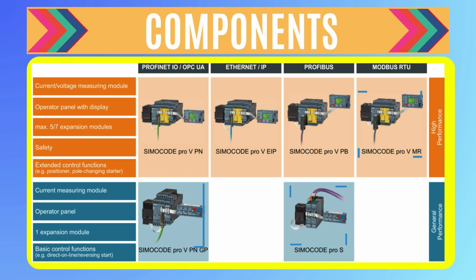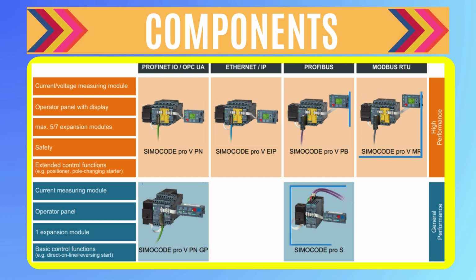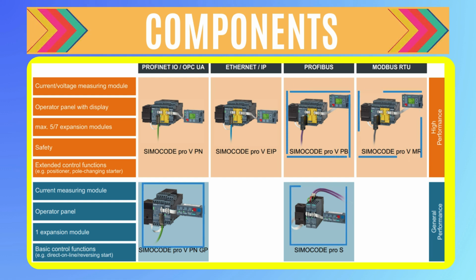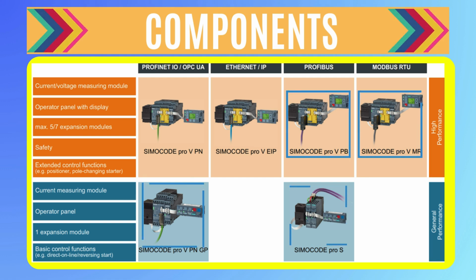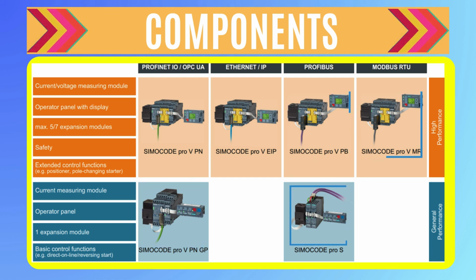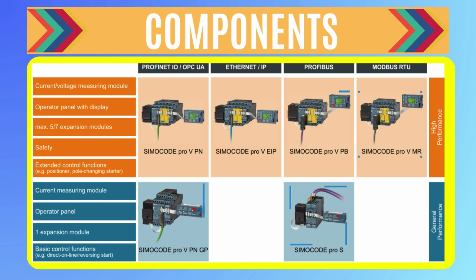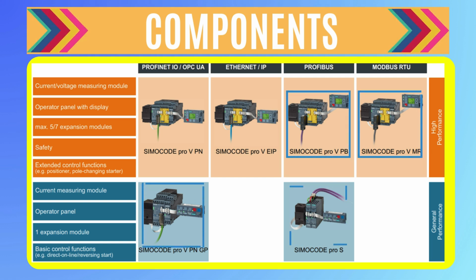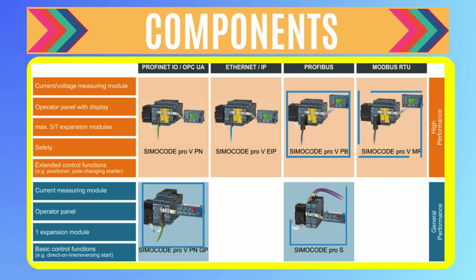Simocode Pro V Modbus RTU, the variable high performance system for Modbus RTU, which offers numerous functions in addition to all the Simocode Pro C and S functions. 4 inputs and 3 outputs, freely parameterizable input for thermistor, monostable relay output, expandable with expansion module.